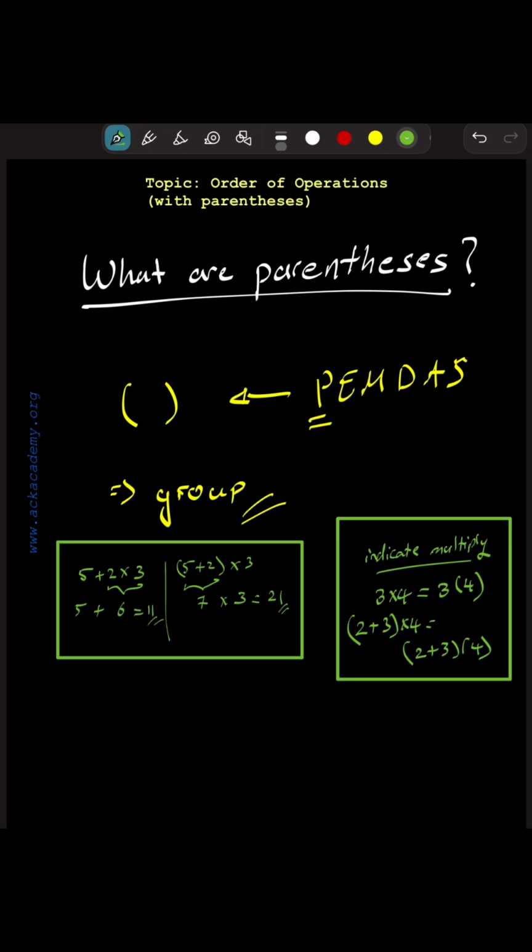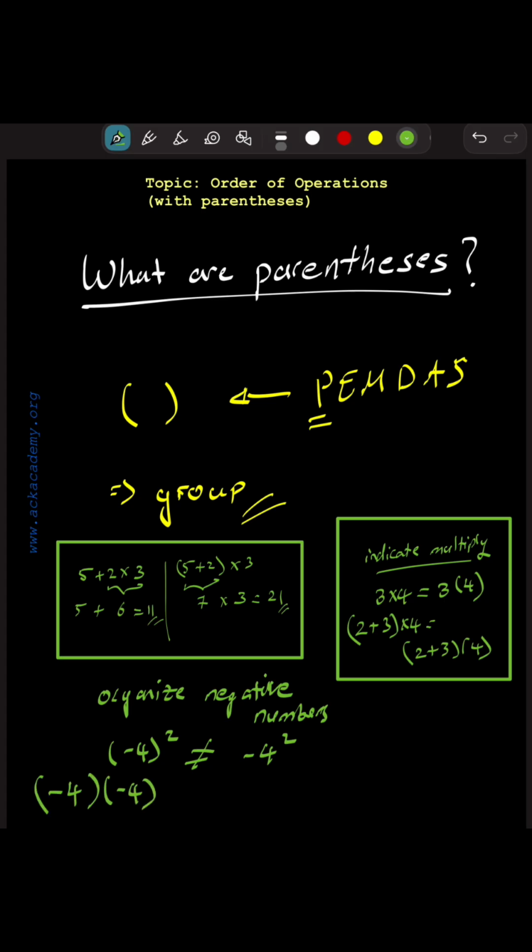It could also be used to organize negative numbers. Now, you might not need to know how to do this right now, but just keep in mind that something like negative 4 to the second power is not equal to minus 4 to the second power. Okay, so let's see. So we have negative 4, parentheses comes first, multiply together, and you get negative times a negative is a positive, so 4 times 4 is 16.